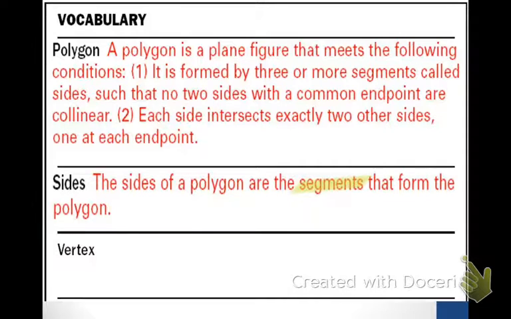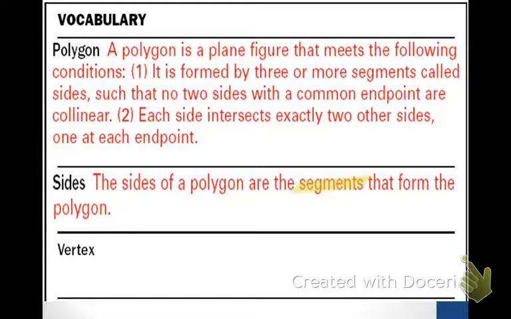Now, what does a segment look like? 2 dots. 2 dots in a line. Is this line a curved line? It is not. It's not a curved line, it's a straight line. So is a circle a polygon? Why not? Because it doesn't have a beginning. It doesn't have segments, and it's curved.